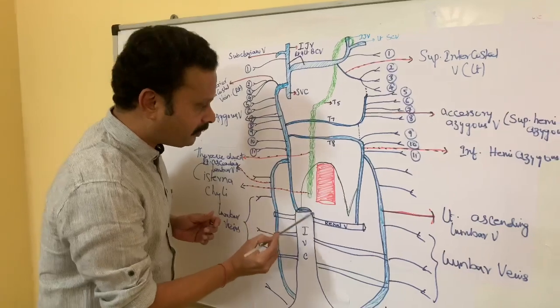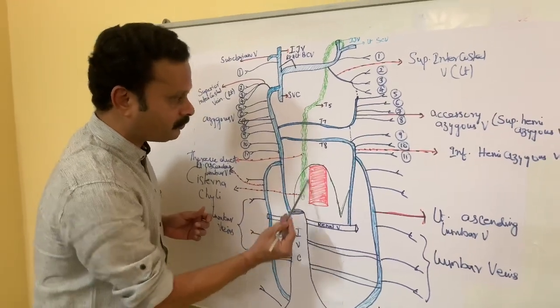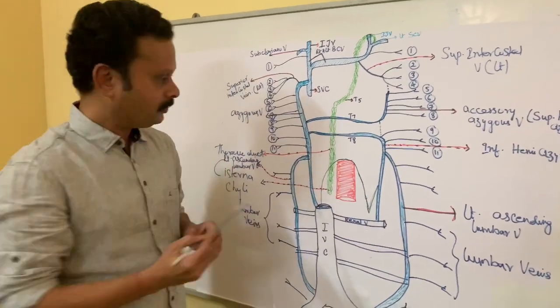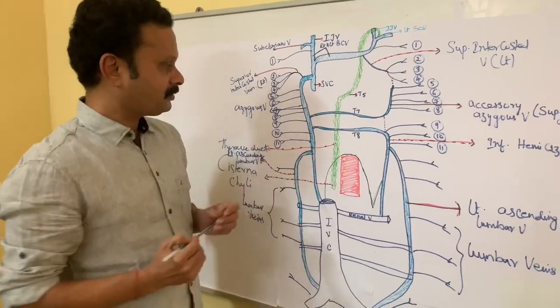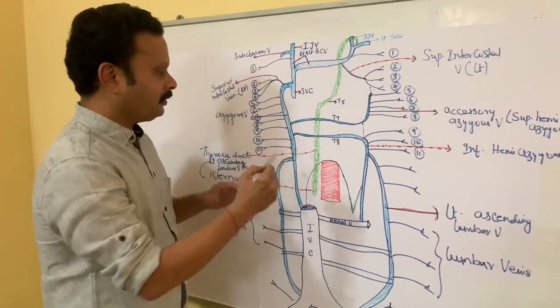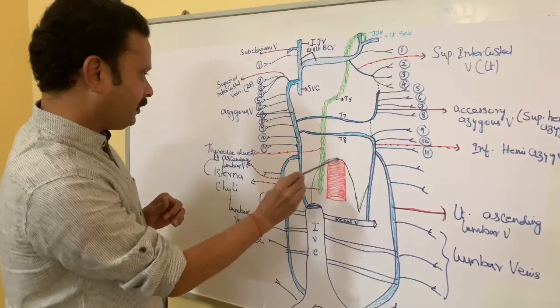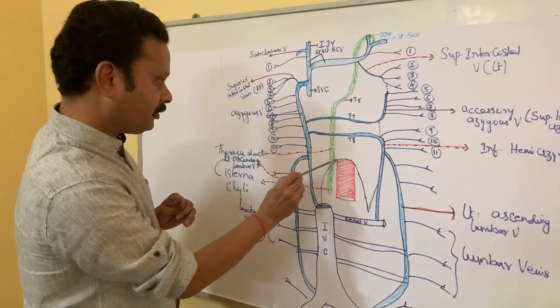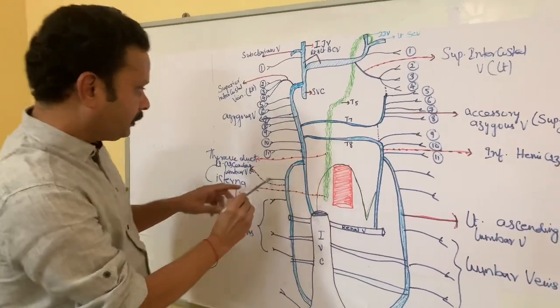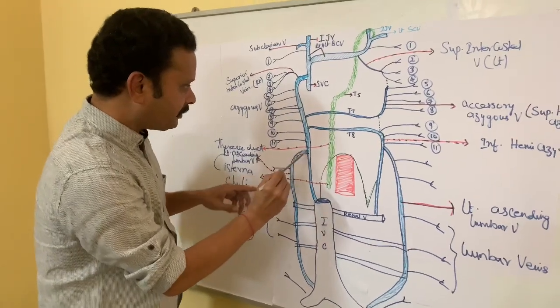Very rarely it may pass through the aortic opening of the diaphragm. Then it ascends upwards, and at the level of T12, it may receive its first tributary.